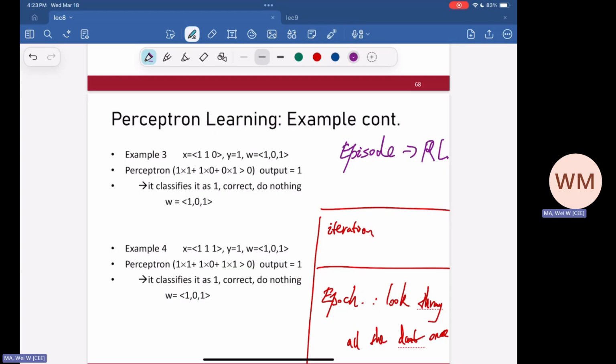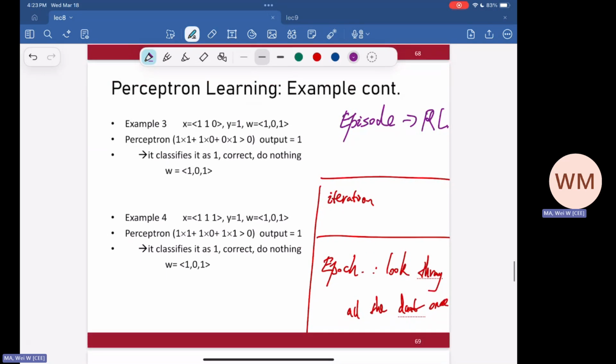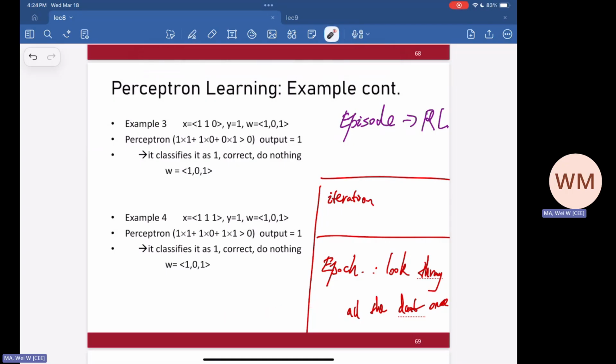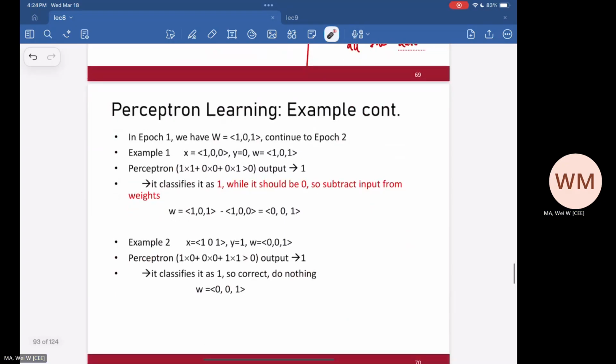By default, iteration means that you update the parameter once, no matter whether there is an update or not. Here we have 4 iterations, and the epoch means that you go through the data 1 time. So we finish 1 epoch, then we need to decide whether to proceed or terminate. The criterion is that as long as you have updated in this epoch, you should do the next epoch. Here we have updated once, so we should do the second epoch. In epoch 1, we already have the weight 1, 0, 1, then we move to epoch 2.